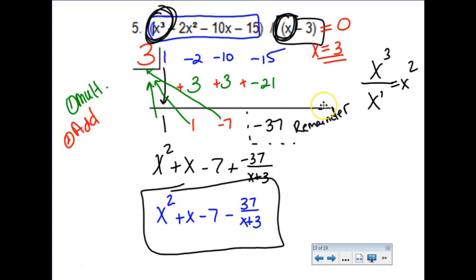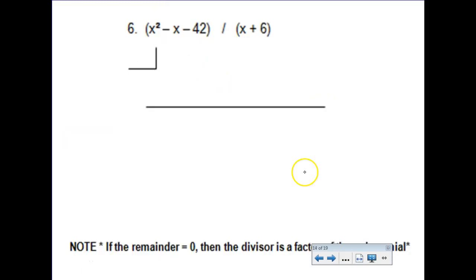Alright, so this guy, same process, same setup. We take the divisor and you find his solution. So his solution would be x equals, oops, -6. You can't read that though. X equals -6. So that's what I put in the little half box.